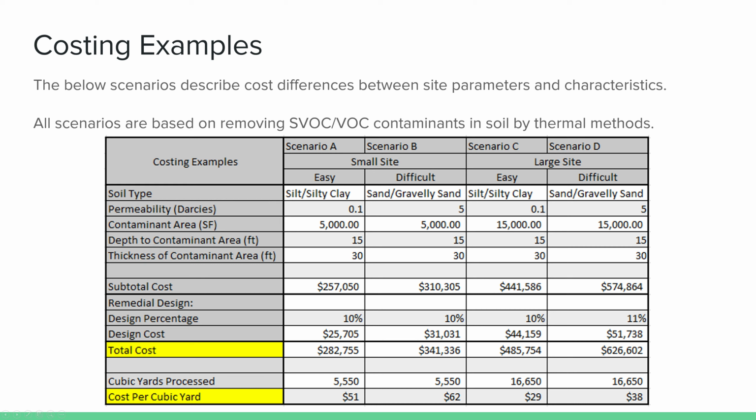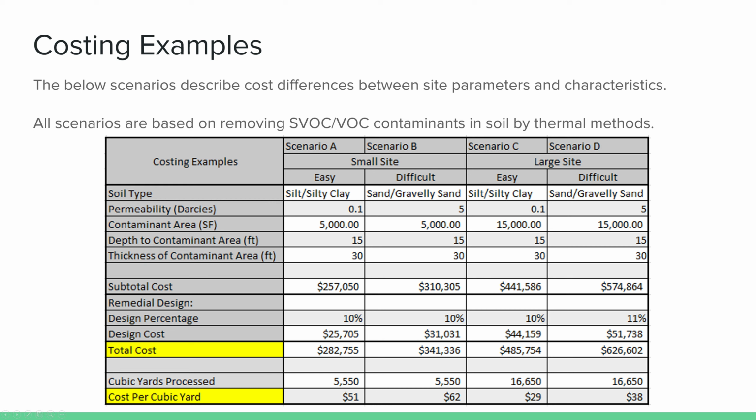These are both quite a bit lower than a large site. An easy large site will come in at roughly $485,000, and a large difficult site is roughly $626,000. So large sites tend to be overall significantly more expensive than a small site, but when you look at the cost per cubic yard, you'll find that the cost per cubic yard of a small site tends to be significantly greater than the cost per cubic yard of a large site.